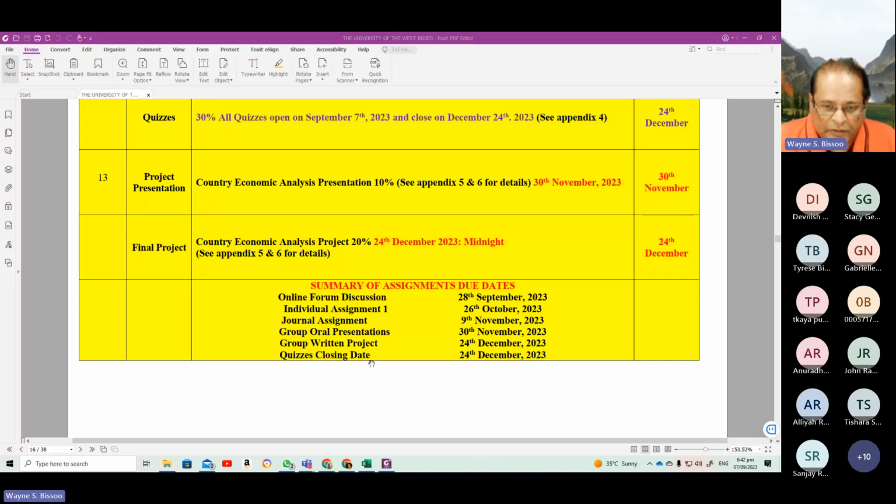For your convenience, I've summarized all of the assignment due dates in one area, because I know it can be a little headachy moving back and forth in a long document like this. The online forum discussion submission deadline is the 28th of September. The individual assignment, 26th of October. The journal assignment, the 9th of November. The group oral presentation, the 30th of November, which is the last teaching class.